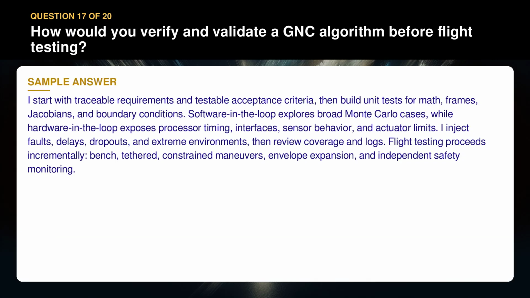I start with traceable requirements and testable acceptance criteria, then build unit tests for math, frames, Jacobians, and boundary conditions. Software in the loop explores broad Monte Carlo cases, while hardware in the loop exposes processor timing, interfaces, sensor behavior, and actuator limits. I inject faults, delays, dropouts, and extreme environments, then review coverage and logs.